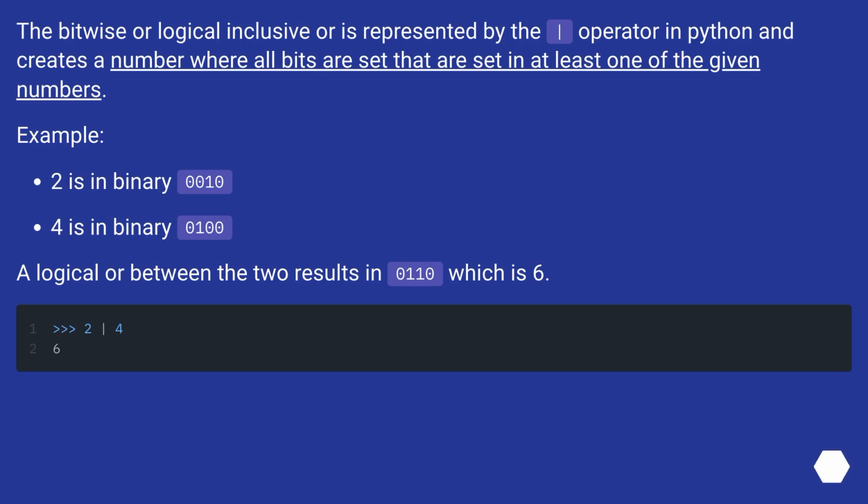The bitwise or logical inclusive OR is represented by the | operator in Python and creates a number where all bits are set that are set in at least one of the given numbers. Example. 2 is in binary 0010. 4 is in binary 0100. A bitwise OR between the two results in 0110, which is 6.